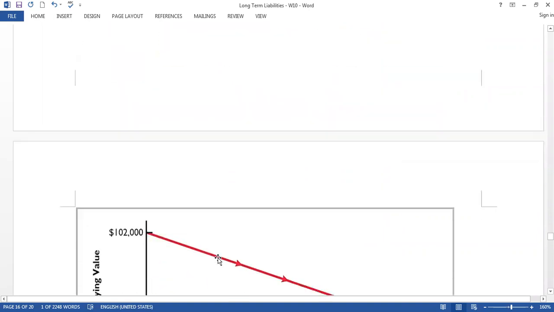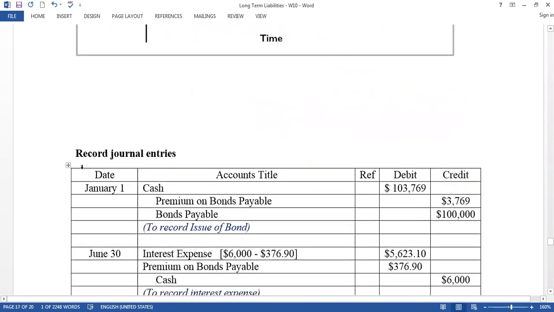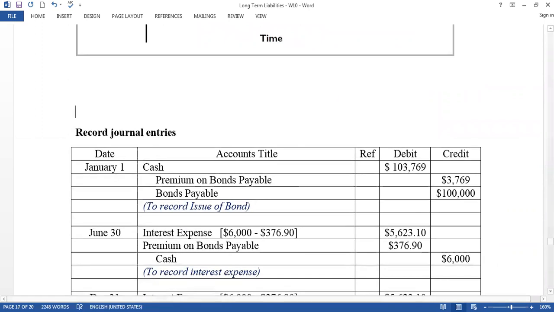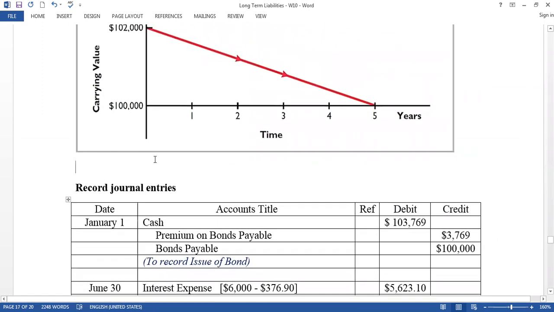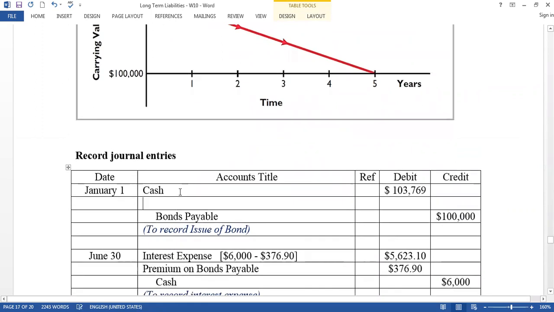Now, look at the journal entries. Look at the journal entries first. So, for example, this is not given. So we are going to compare the present value, and we are going to compare the face amount.